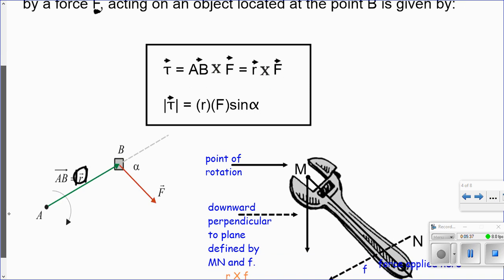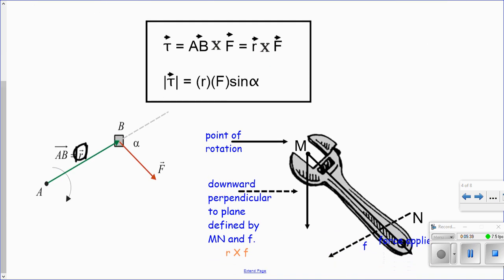So think of the corkscrew example that we talked about yesterday, or if you like, a wrench. If I apply my force here at this angle at the end of the wrench over this distance, obviously there's going to be a turning effect, or a torque, that goes into the screw at the end of this wrench. My point of rotation is B, or in this case it's M, and there's a downward force, perpendicular to the plane, if I apply that force.